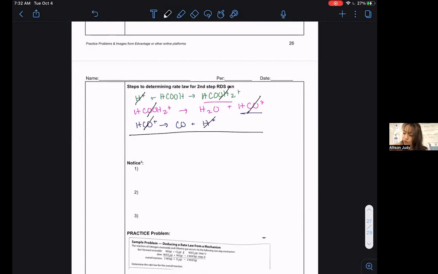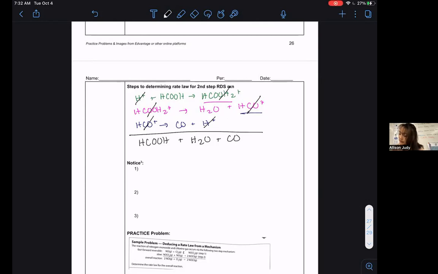And we get that our overall reaction is HCOOH plus H2O and CO, okay? So that's our overall reaction. Now, what were our intermediates, okay? Well, our intermediates were three of them. H plus, HCOOH2 plus, and HCO. Okay.